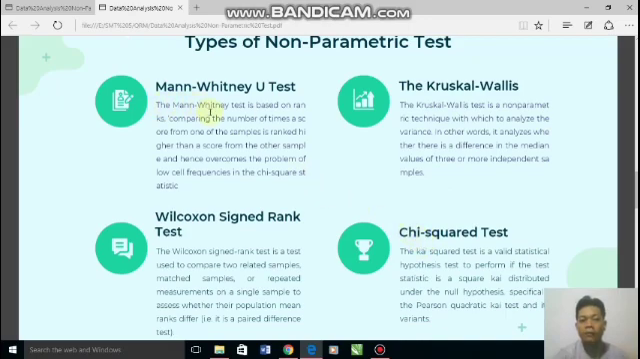The Mann-Whitney test is based on ranks, comparing the number of times a score from one of the samples is ranked higher than a score from the other sample, and hence overcomes the problem of low cell frequency in the chi-square statistic.